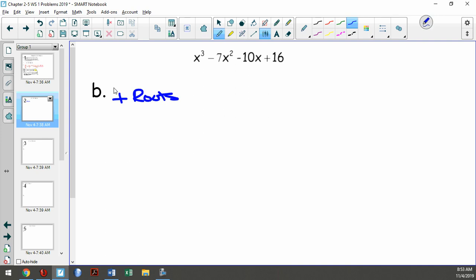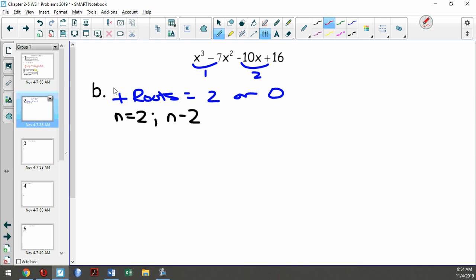I'm simply going to take my original function, which is this right here, and I'm going to count the number of sign changes. Positive 1 to negative 7 is 1. Negative 7 to negative 10, nothing. Negative 10 to positive 16 is my second sign change. So that means I have n equaling 2, but then I always have to do n minus 2, correct? So I'm going to have 2 or how many? 0 positive roots. Do we all understand that? I will have 2 or 0 positive roots.